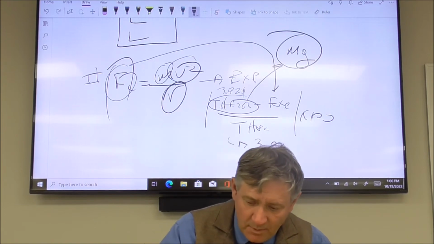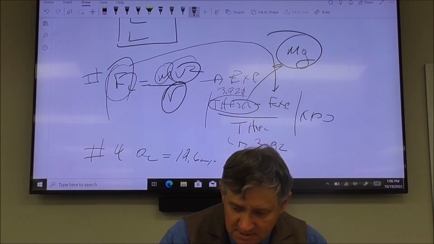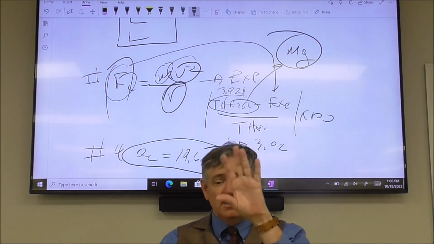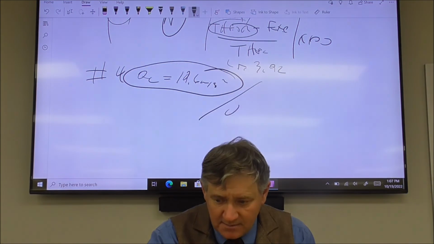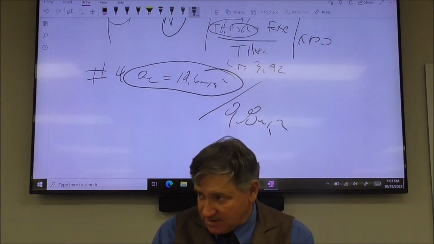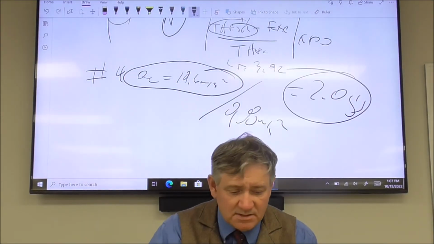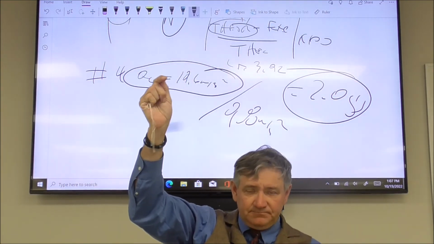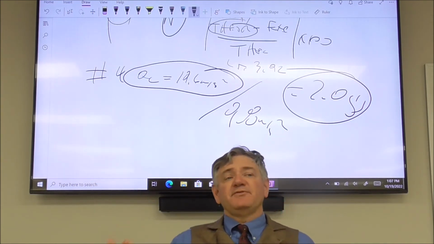Let's make this easy. Let's say on number 4 you calculate the centripetal acceleration, taking your velocity squared divided by your radius, and you get 19.6 meters per second squared. So your g's are going to be that number divided by 9.8 meters per second squared, because it's a ratio. In this case, you would get 2 g's. What that means, if you're the rubber stopper, is that if you go to lift your arms, they would feel twice as heavy.